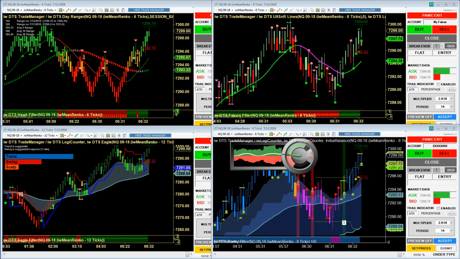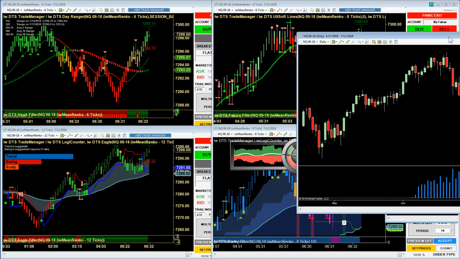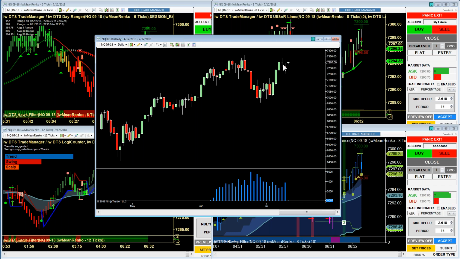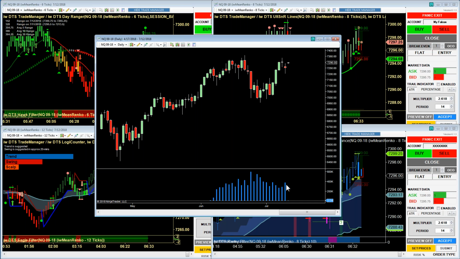Sometimes it helps to take a bigger perspective of things. So if we take a look here at the daily, you can see the market not really doing a whole heck of a lot the last couple of days, as far as making up some distance. But look at the volume. Volume was very big yesterday. Why is that important?